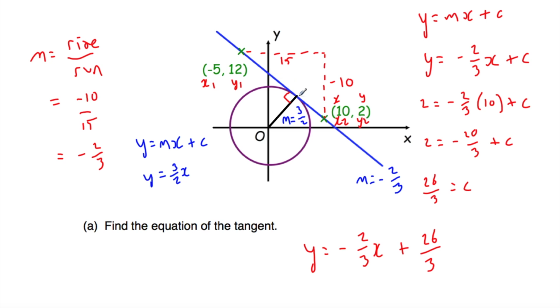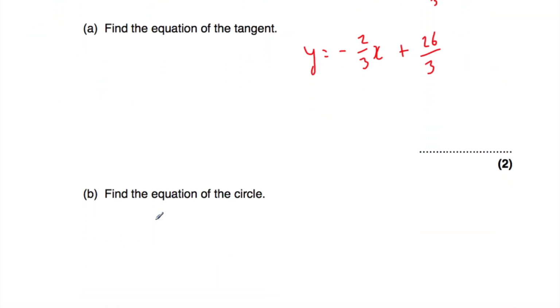If we put them equal to each other, because they're both y equals, we can solve that equation and find the x coordinate of this particular point here. I'll just call it P. We can find the x coordinate of P.